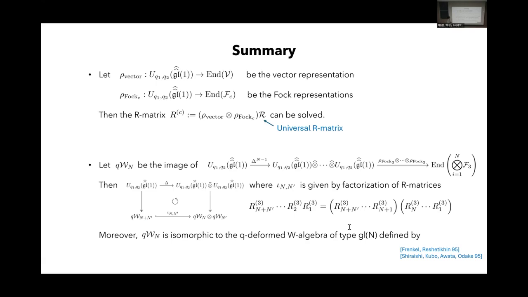There's a commutative diagram, and there's an embedding from QW_{N+N'} to the tensor product of two factors of QW induced by the coproduct, and this embedding is exactly realized by factorizing the products of R matrices. That's the result. And as I said, this is not how originally the q-deformed W algebra was realized. It's actually defined by introducing screening currents and taking the commutants of the screening charges. Another statement is that even if you define it this way, the QWN is going to be isomorphic.